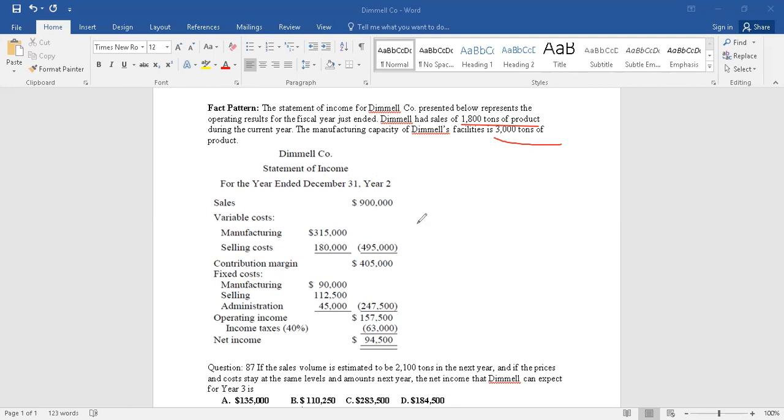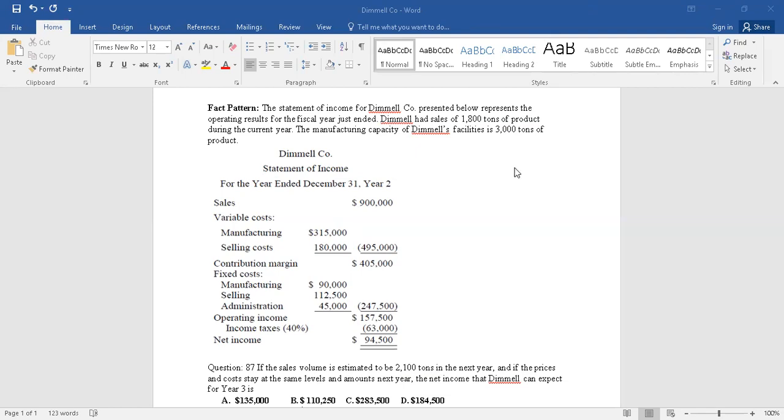Below this income statement are the requirements, and the requirements say if the sales volume is estimated to be 2,100 tons in the next year, and if the prices and costs stay at the same level and amounts next year, the net income Dimmell can expect for year 3 is. So this is for year 2, and we are asked to calculate certain details for year 3.